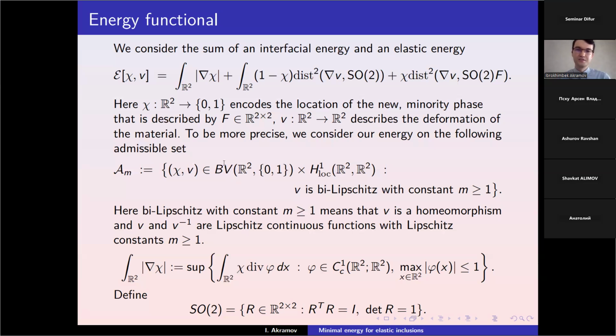Chi is between 0 and 1. Chi maps locations of R2 to 0 and 1. This is like a characteristic function. But it's not a smooth function, since usually a characteristic function is not smooth. It's not continuous, but it should have some regularity.